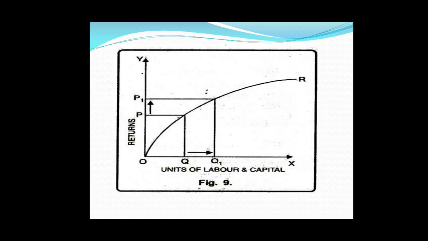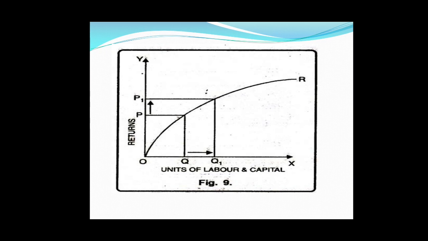And this decreasing returns to scale can be explained with this figure here. And here in this figure, the x-axis same represents the quantity of variable factors or the units of labor and capital here in this case, and the y-axis represents the increase in output or returns. Here we can see that when variable factors, that is labor and capital, increase from Q to Q1, output also increases from P to P1, which is less than the increase in factors of production.